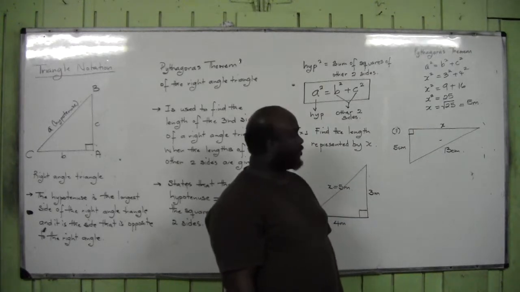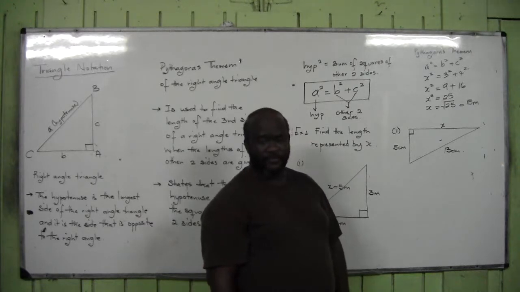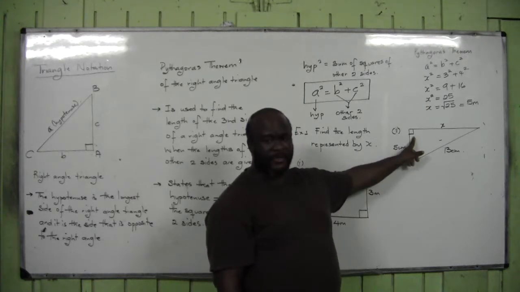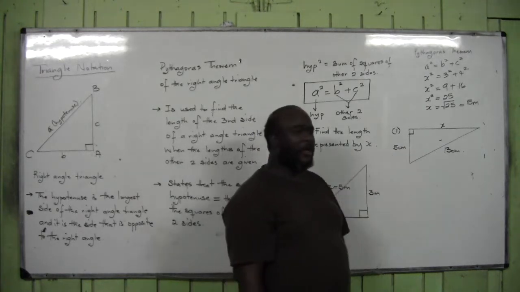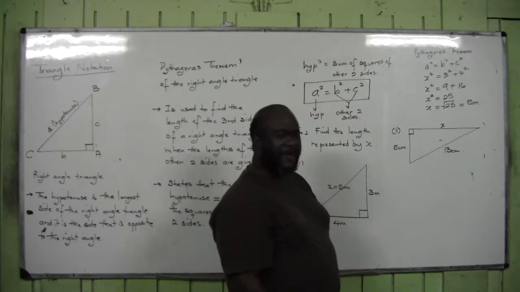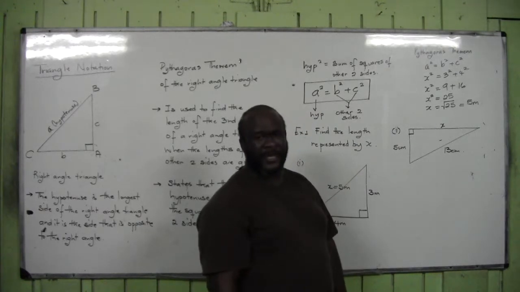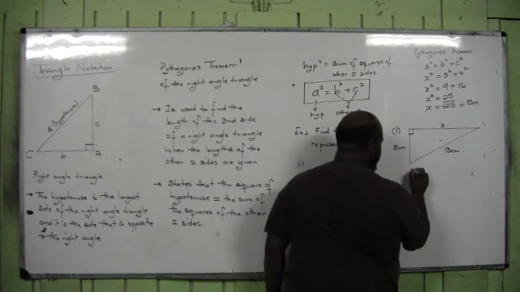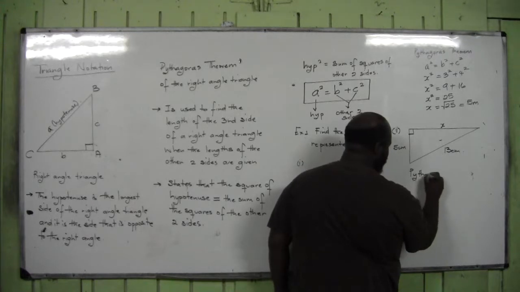Alright, can I ask a question? Sure. You know that one of the angles measures 90, so this symbol here is the symbol for the right angle. That's what I wanted to know. Okay, alright, are you ready? Now, if I know two sides and I want to find the third side, what must I use? The Pythagoras Theorem.